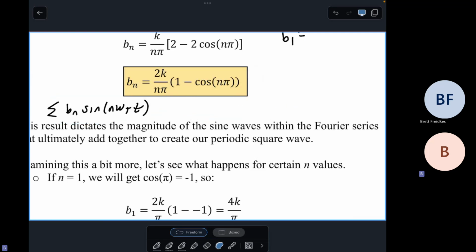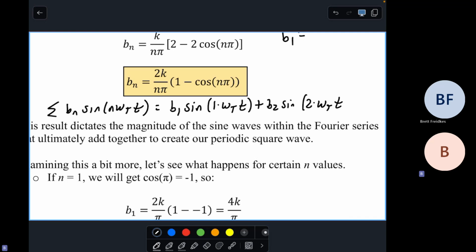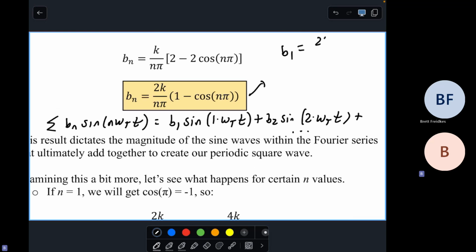Do we see that? So if I were to write this out, this would be b1 sine of 1 omega t plus b2 sine of 2 omega t plus so on. b3 sine of 3 omega t, b4 sine of 4 omega t, etc. We're looking at multiples of that fundamental and seeing their presence. Is that okay? So this is the general expression for b. So if I wanted to find b1, I would plug in 1 for n.